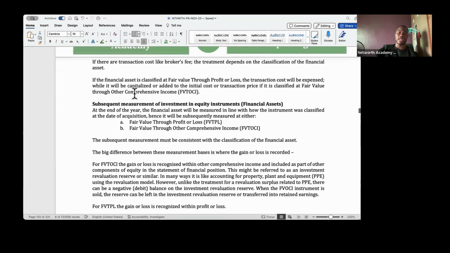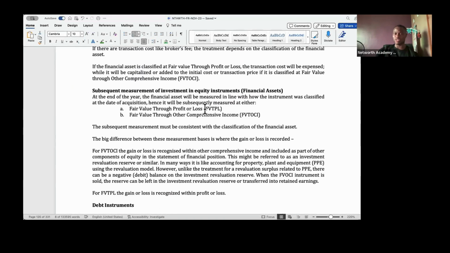Now, that's at the beginning of the year. What happens at the end of the year? At the end of the year also, you would measure it the same way you have classified it, that is, at fair value through P&L or at fair value through OCI. If you classify the financial asset at fair value through P&L, at the end of the year you are going to measure it at fair value through P&L. If you classify it at fair value through OCI, at the end of the year you are going to measure it at fair value through OCI. So the subsequent measurement must be consistent with the classification. What is then the difference between fair value through P&L and fair value through OCI?